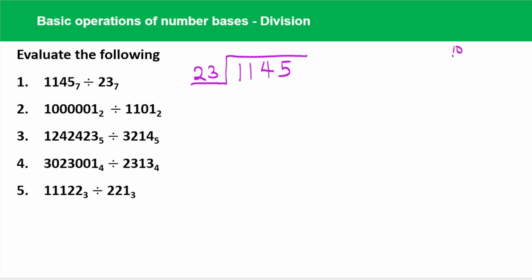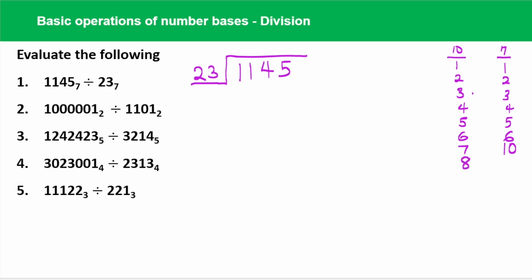In base 10, 1 is the same as 1, and in base 7, 1 is also the same thing as 1. In base 10, 2 is the same as 2 in base 7, 3 is the same as 3, 4 is the same as 4, 5 is the same as 5, 6 in base 10 is the same as 6 in base 7. But 7 in base 10 is not the same as 7 in base 7, so it's going to be 10. How do I arrive at this 10? That is 7 divided by 7, which gives us 1 remainder 0. So that means 7 in base 10 is equivalent to 10 in base 7.